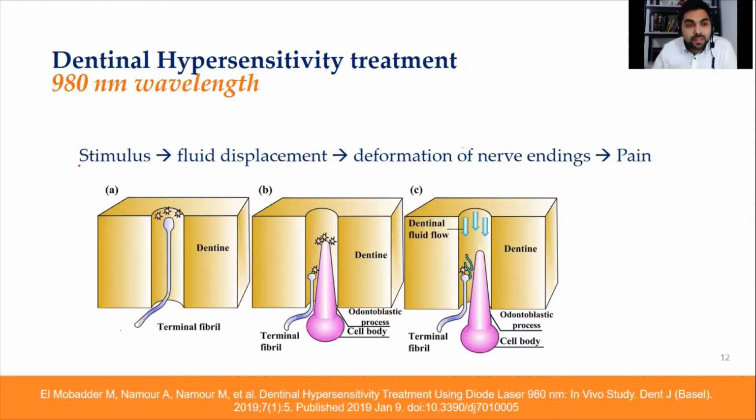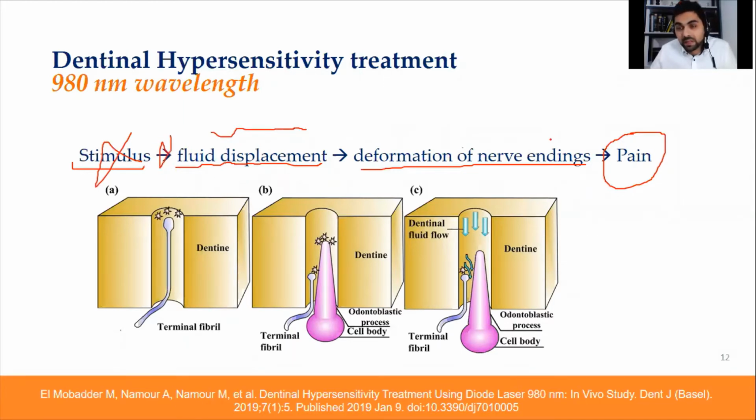So according to Brannstrom, a stimulus will cause a displacement of the fluids inside these dentinal tubules, and this displacement will cause in its turn a deformation of the nerve endings, and therefore we will have the sensation of pain. So if we can somehow stop this stimulus from causing a fluid displacement, we will have no pain at all, so the patient will be relieved.